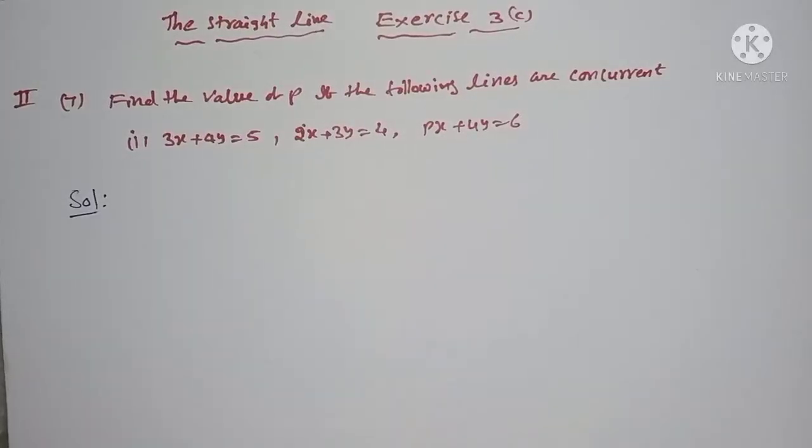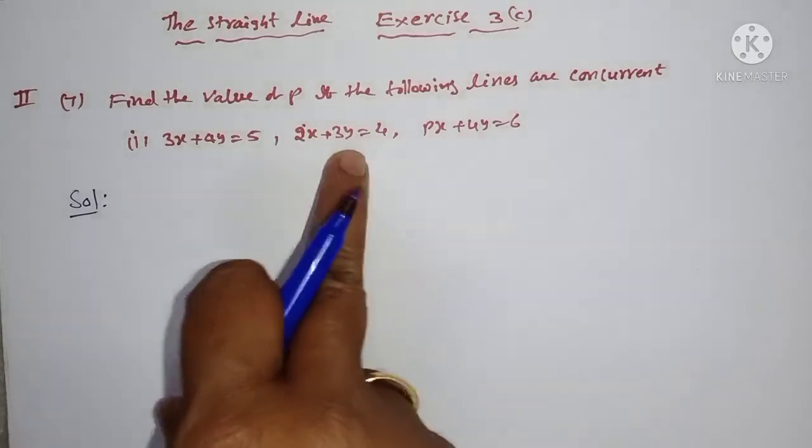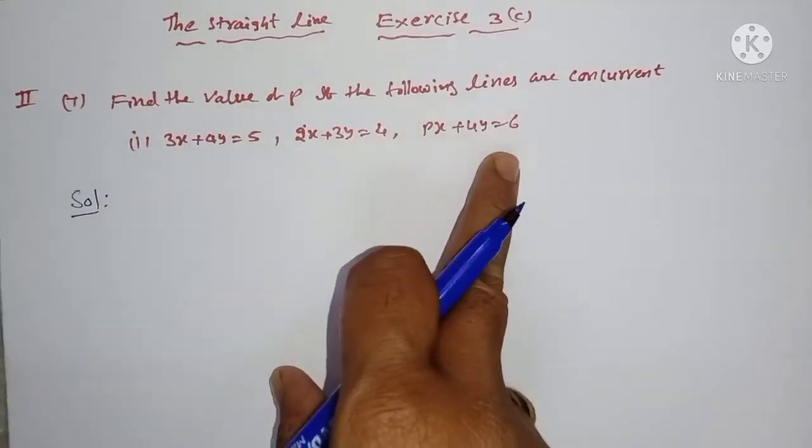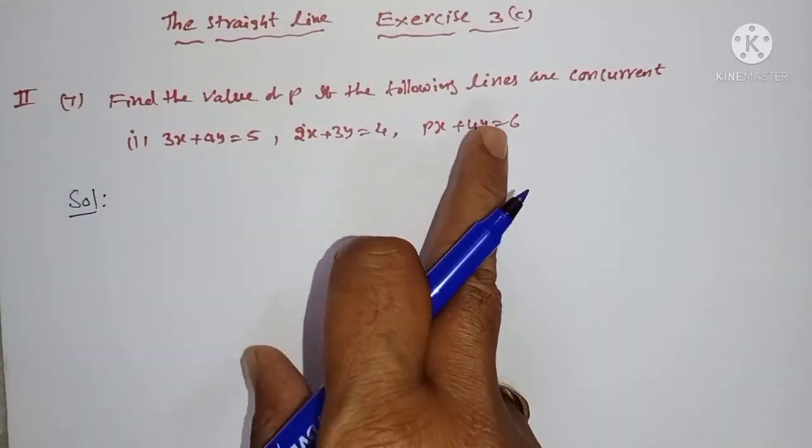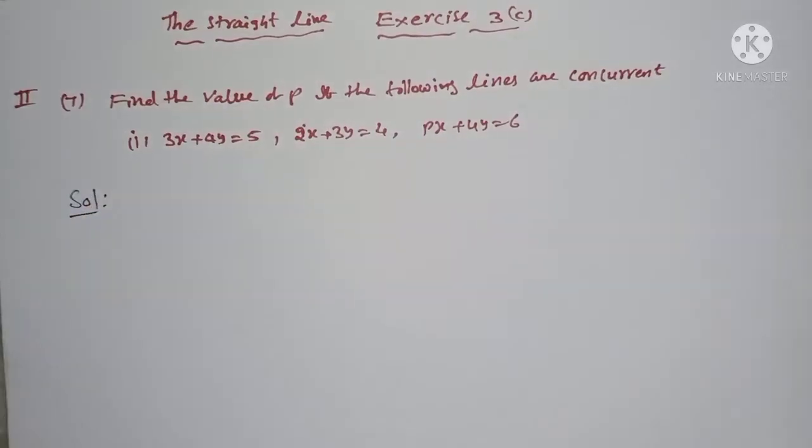Hello students, next class is the straight line exercise 3C continuation, second Roman 7th problem. Find the value of P if the following lines are concurrent. It is given concurrent lines. Three lines are concurrent. You can solve the first two equations and substitute in the third one. If it is satisfying, then the three lines are concurrent.